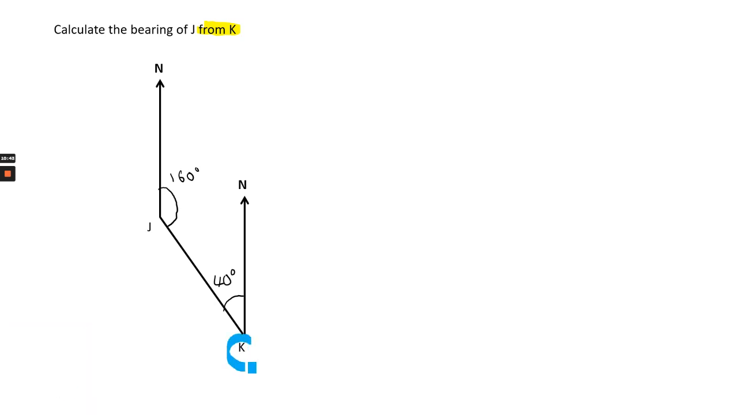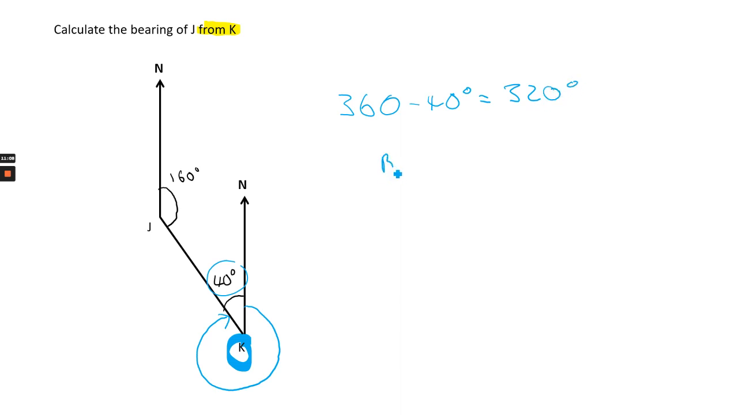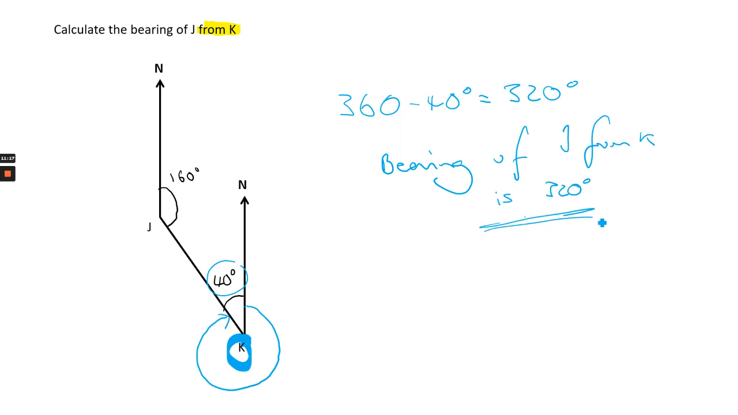I'm at K, and so I want to move from north clockwise until I get towards J. And here I'm given two pieces of information to try and confuse me. The only one I need is 40 degrees, so I need to do 360 minus 40 degrees and get 320 degrees. So the bearing of J from K is 320 degrees. Okay.